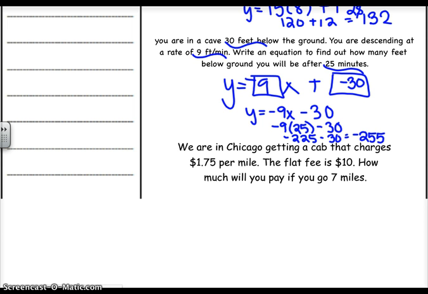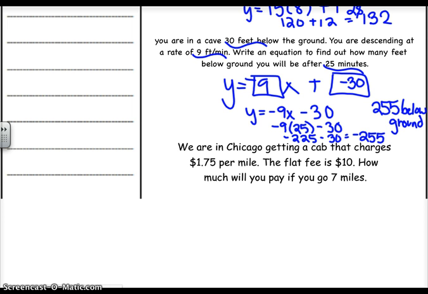But we don't answer it like that. We don't say negative 255. You say 255 below, because this is all real world problems. Okay? Below what? Below the ground. Below ground. Below something. Okay?